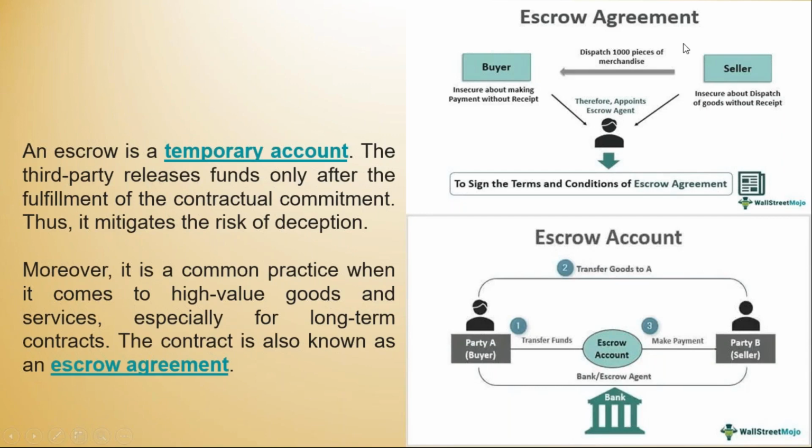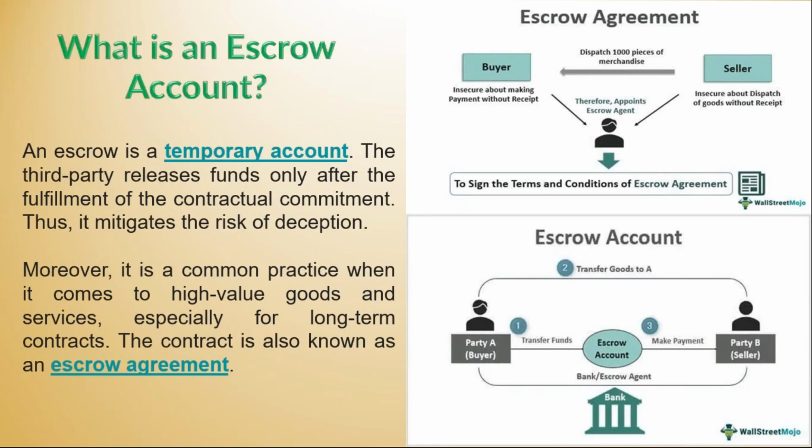Suppose there is a buyer and there is a seller. When the seller sells or dispatches the goods, he has a doubt whether the payment will be received or not. Similarly, the buyer also has a doubt whether, if he makes the payment, he will receive the goods or not. So therefore, what they do is take a third party, that escrow agent. The escrow agent is appointed. The buyer puts the amount in the escrow account, and the seller, after dispatch and after consent, gets the payment. So this is how it happens.